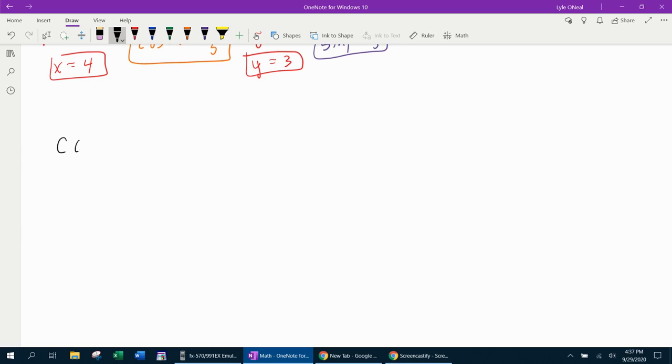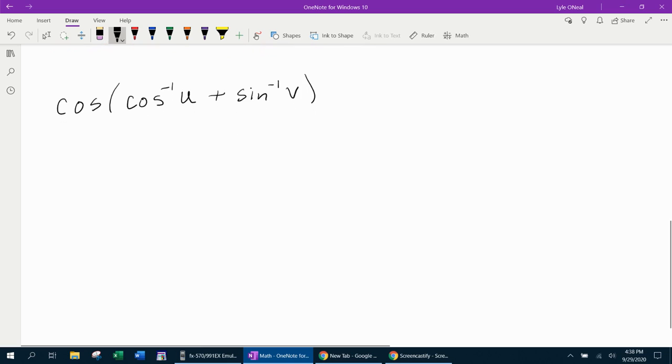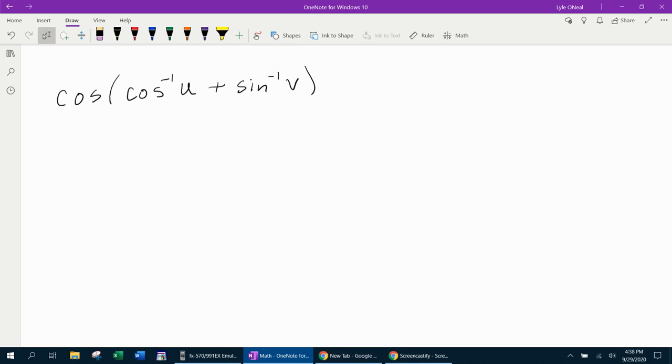Let's say we have the cosine of the inverse cosine of u plus the inverse sine of v. And we want to work this out as an algebraic expression. We want to convert from a trigonometric expression to an algebraic expression. So remember that an inverse trig function produces an angle. So we could say that this is alpha, and we can say this is beta.